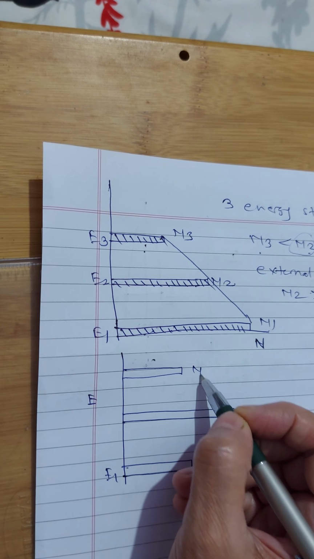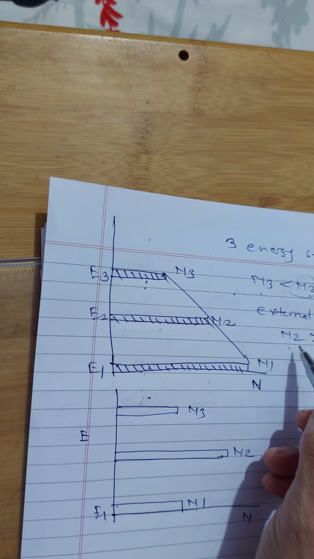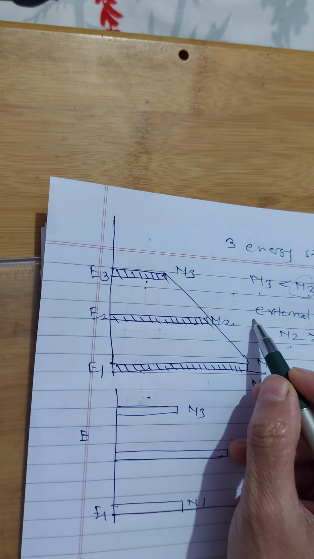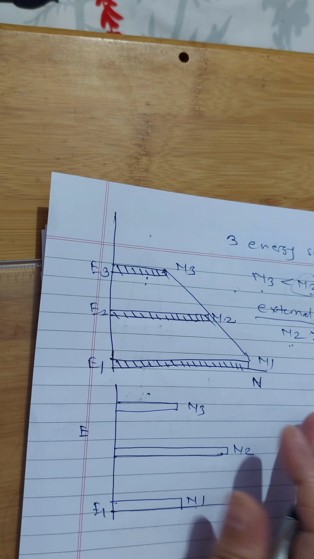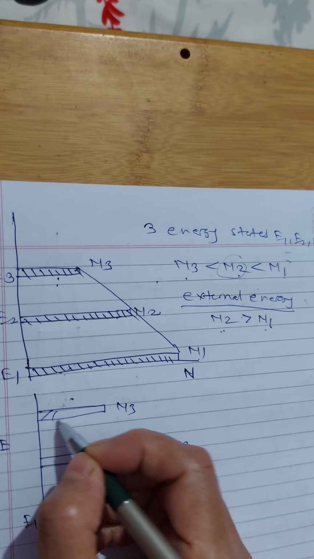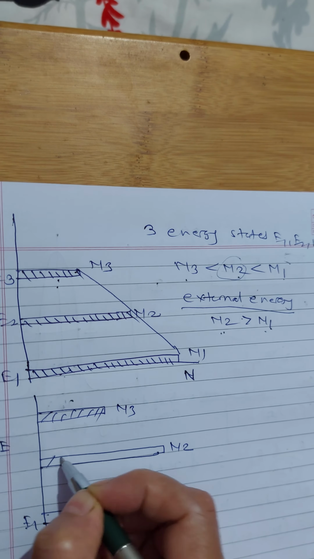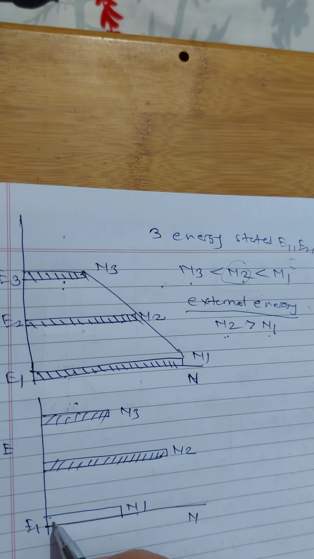Fine. So this is N3, N2, N1. What I expected is N2 greater than N1. Why? Because I supplied external energy. So I achieved that. Now under this condition, I'll just draw this to get the same effect that we had earlier.